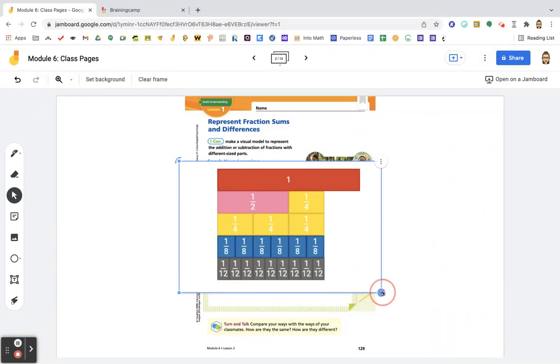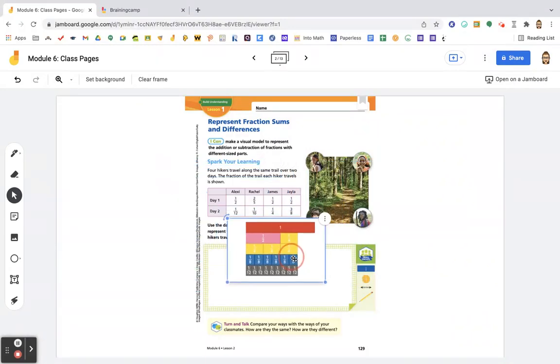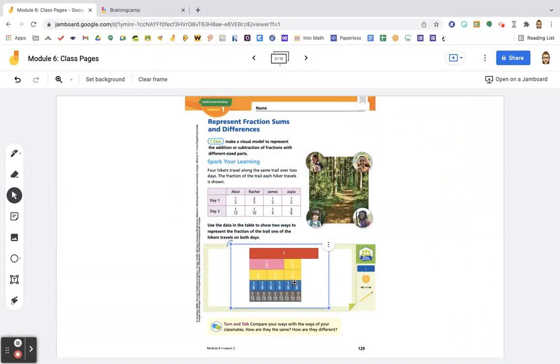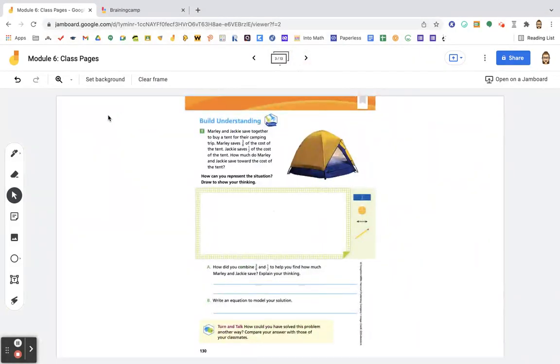So I'm going to just insert that. You can draw a rough image of that there. So we have a couple different ways. You can have the 1/2, you can have the 1/4, you can have the 1/8, and you can have the 1/12. So we go to the next page.